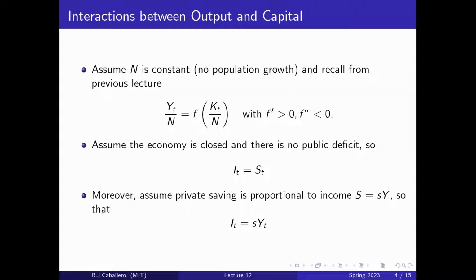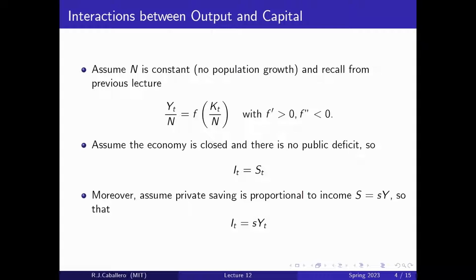So let's remember what we did in the previous lecture. I'm going to assume that population is constant and equal to N. I'm going to relax that at the very end. And remember, we're not worrying about unemployment here. So output per person is Y over N. We had a production function F of K and N. Then because of constant returns to scale, we could divide by N on both sides, and we ended up with this relationship.